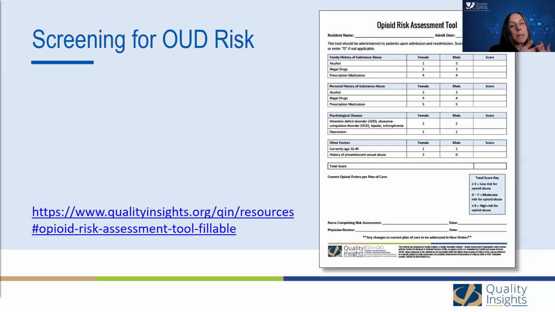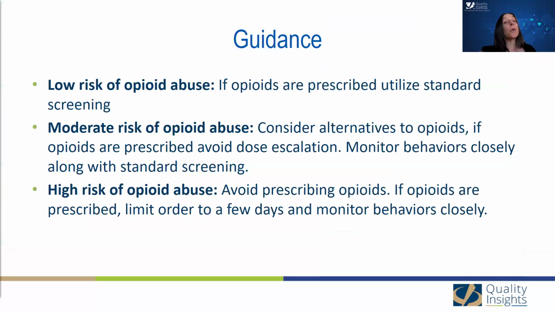So we really want to make sure we don't do that, or try to reduce that risk as much as possible. And some guidance associated with the screening tool: if an individual is low risk, moderate risk, high risk. If an individual is at high risk of developing opioid use, you want to avoid prescribing opioids if at all possible. You want to communicate with the resident. You want to offer support services. If you do have to prescribe opioids, you limit to a few days and monitor behaviors closely.